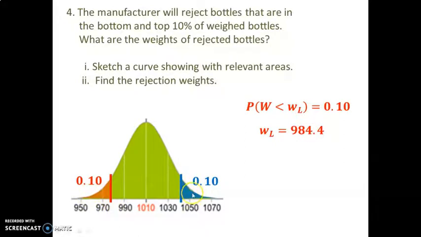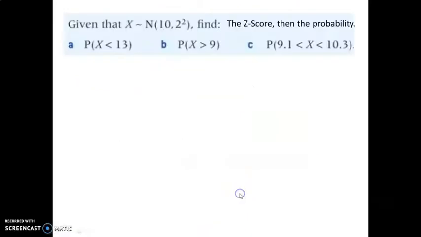How about the upper one? Run another probability like this. Now we're looking for weights that are greater than some upper weight limit, and then 10% again. Run your inverse normal and you should get 1035.6. All right, so we know where the limits are that we reject. Great, let's try the next one.